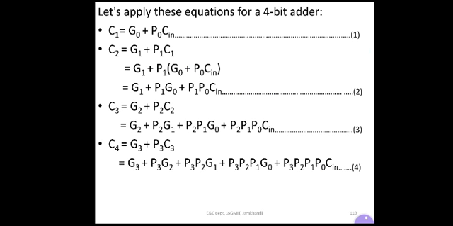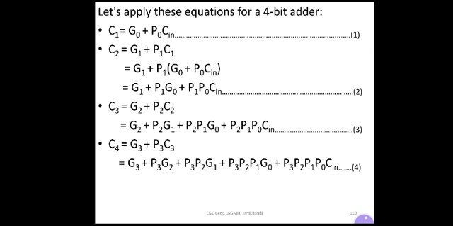Now compute the C3 equation. C3 is equal to G2 plus P2 into C2. Now substitute the value of C2, which is already calculated. You will get C3 equal to G2 plus P2 G1 plus P2 P1 G0 plus P2 P1 P0 Cin. This is equation number 3.